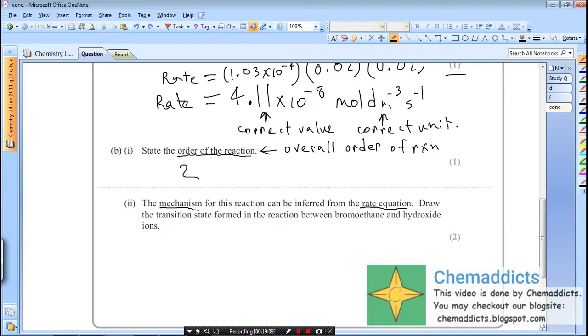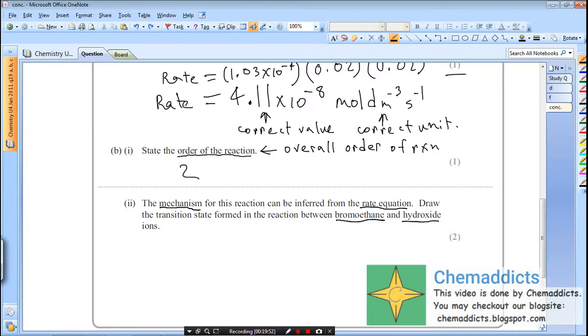Sorry. So draw the transition state formed in the reaction between bromoethene and hydroxide ions. As you all know from the previous course, this is the reaction between bromoethene and hydroxide. Since the overall order is 2, there should be 2 particles present in the mechanism, up to the RDS step.